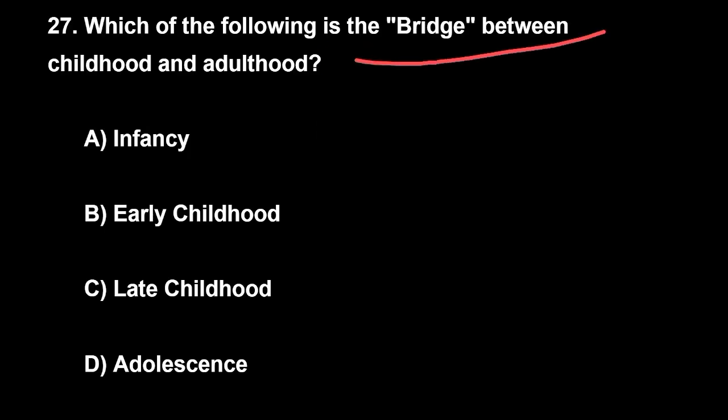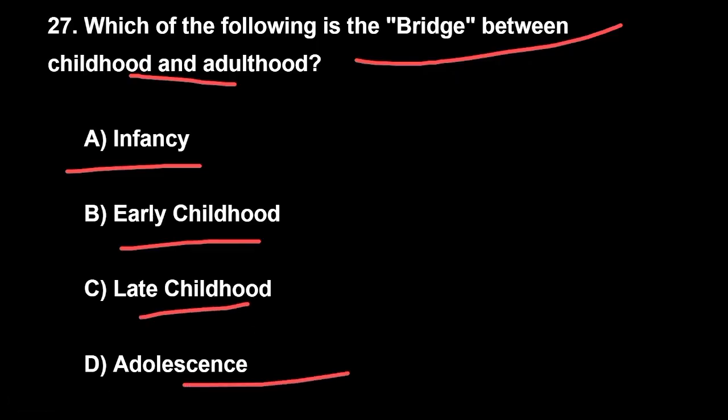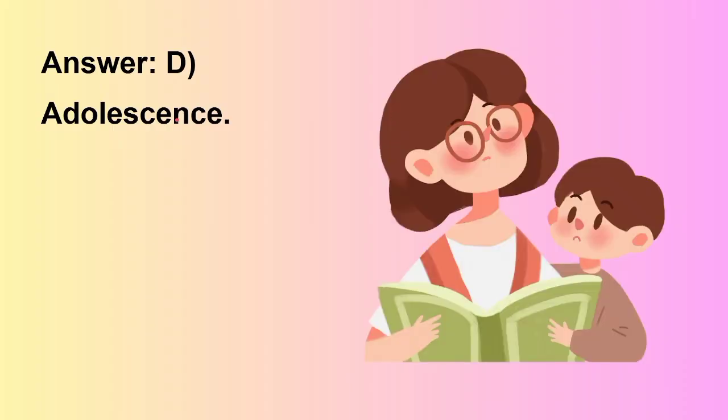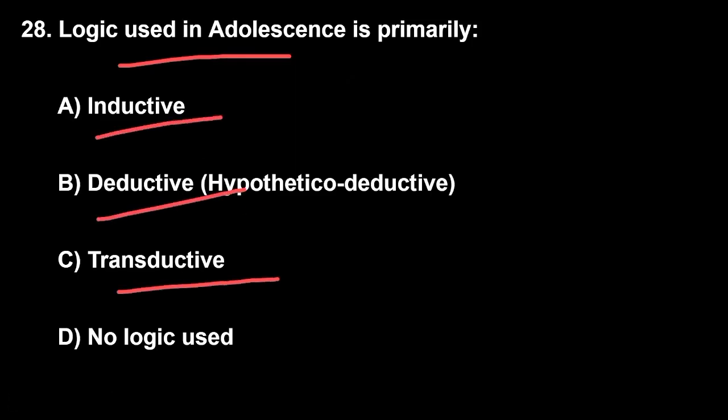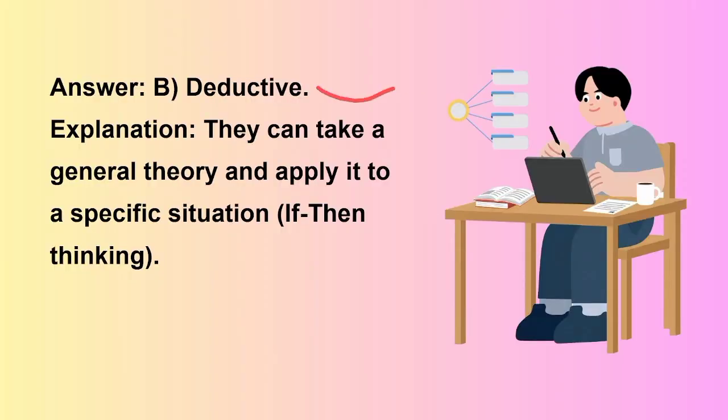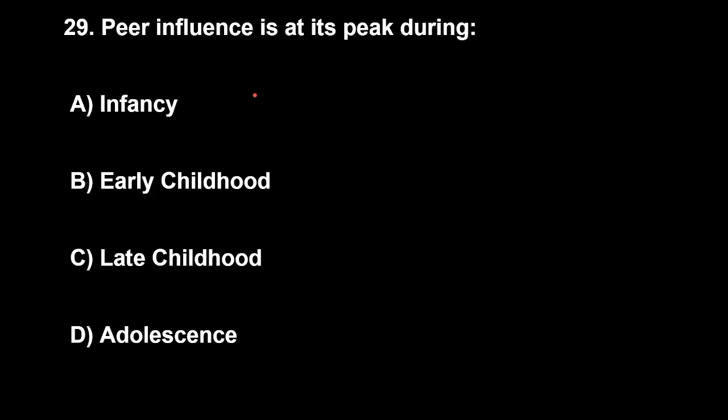Which of the following is the bridge between childhood and adulthood? Infancy, early childhood, late childhood, or adolescence? The right answer is adolescence. Logic used in adolescence is primarily inductive, deductive, or transductive, or no logic used. The right answer is deductive, because at this stage they can take a general theory and apply it to specific situations like if-then thinking. So the right answer is deductive.